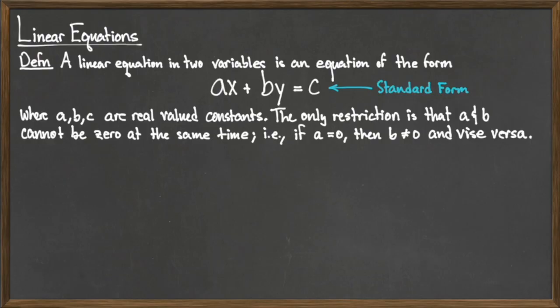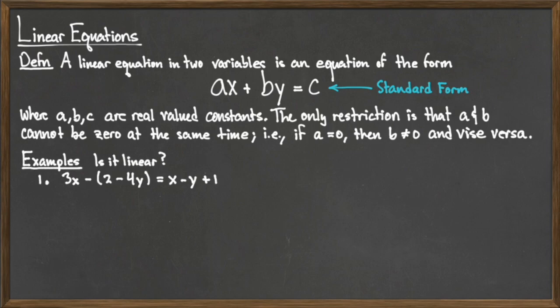So in this set of examples, we're going to determine which of the following equations are linear and which aren't. The first equation is 3x minus the quantity 2 minus 4y equals x minus y plus 1. To figure out if it's linear, let's simplify it and try to convert it into standard form. This means that I need to simplify the left and right hand sides as much as possible, bring all variable terms to the left hand side and all constants to the right hand side. When I do all this, I'm going to end with the equation 2x plus 5y equals 1. That means that this is linear.